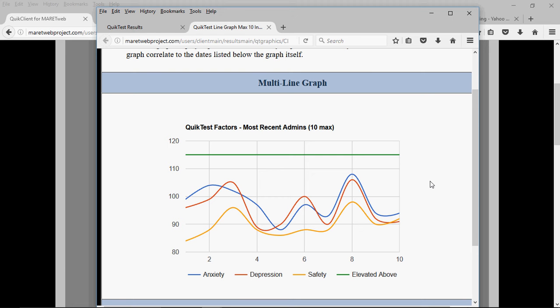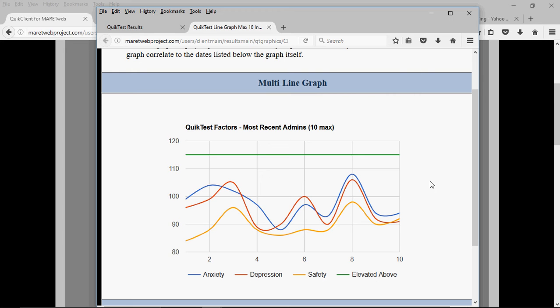Anytime somebody comes into your office for the first time, you should have already sent them QuikTest by remote assessment, or you should give it to them right then and there. It takes between 5 and 10 minutes for them to take it. No reason for you not to have the information that QuikTest gives you. So your initial contact with individuals should be to administer QuikTest to them.